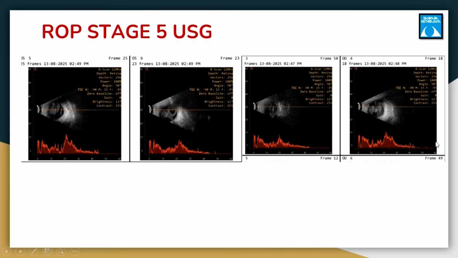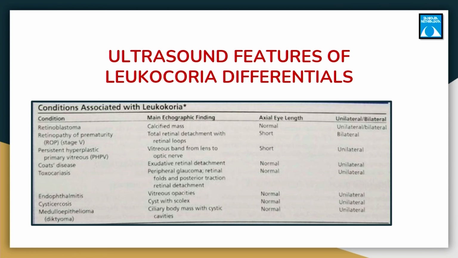ROP stage 5, which presents with retrolental fibroplasia, is also a mimicker for retinoblastoma, but there we have the closed funnel retinal detachment, seen with associated retinal folds. So the ultrasound features for leukocoria, which are close differentials for retinoblastoma. First is retinopathy of prematurity. The axial length is typically short and it can be bilateral, and total retinal detachment with retinal folds is present.